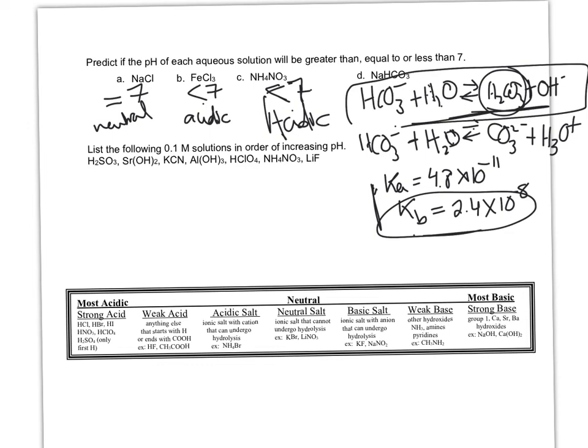All right, one more question. Let's say that I have the following substances, and I want to rank them from lowest to highest pH, or from most acidic to most basic. How would you do that? Well, here's a guide for you.